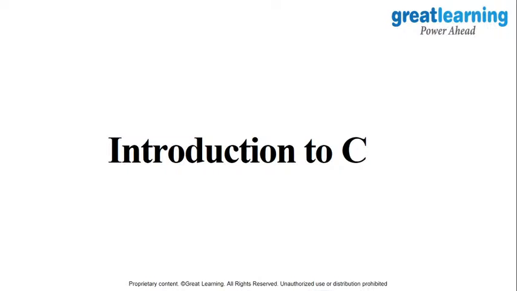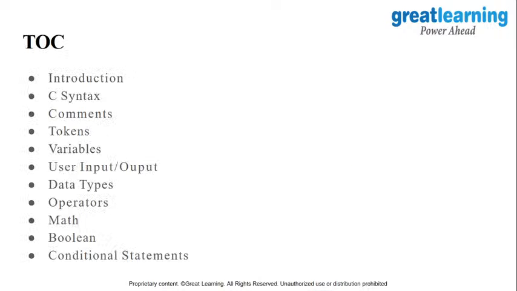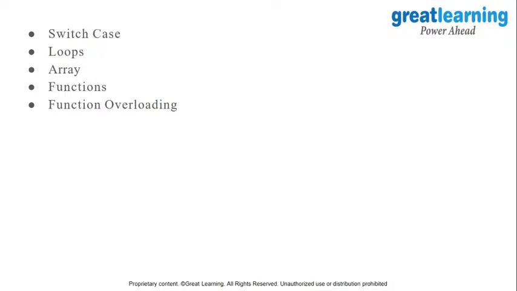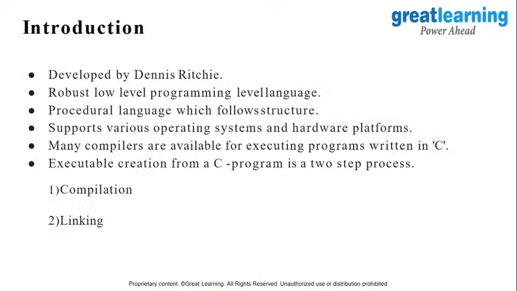Great. So let's get started. Today we are going to talk about the C programming language. What are the things we are going to cover in this session? First, we will see the introduction, then the syntax of C, comments, how to write comments, tokens, variables, then user input and output, how to input with the help of the keyboard, and how the output will be presented to you. Data types, operators, math functions, Boolean, conditional statements, switch case, loops, arrays, functions, and finally we will conclude our session with function overloading. Okay, so now let's get started.